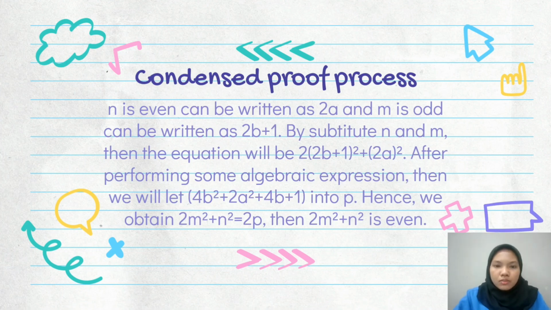So the condensed proof for this question is n is even can be written as 2a and m is odd can be written as 2b plus 1. By substituting n and m, the equation will be 2 in bracket 2b plus 1 squared plus in bracket 2a squared. After performing some algebraic manipulation, we let 4b squared plus 2a squared plus 4b plus 1 be p. Hence, we obtain 2m squared plus n squared equal to 2p. Then 2m squared plus n squared is even.